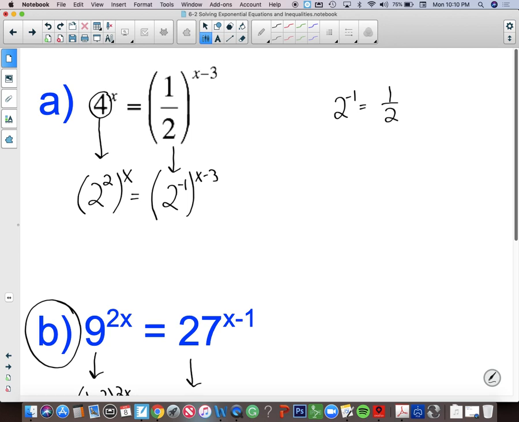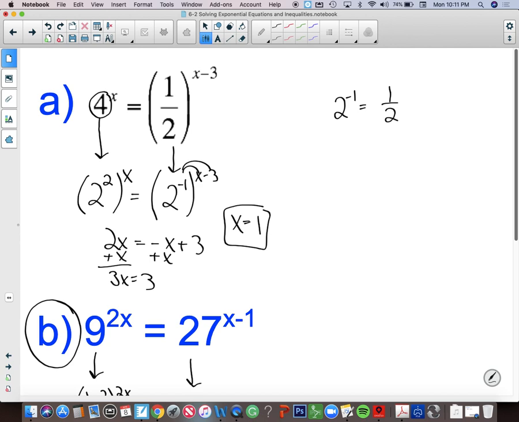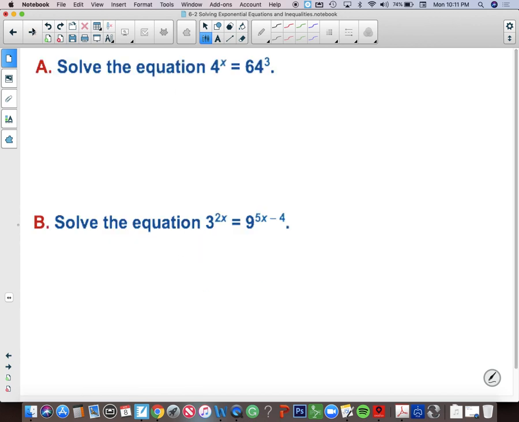So from there, we can go ahead and solve it. I'm going to have 2x on the left. On the right, I'm going to have a negative x plus 3 because I'm going to distribute that. So then we can simplify, move the x over. We're going to get a 3x equals 3, so x equals 1, which you can check by plugging it in. Okay, so that is solving exponential equations. You're going to rewrite the base as something to a power, and then set the exponents equal to each other. That's the goal here.